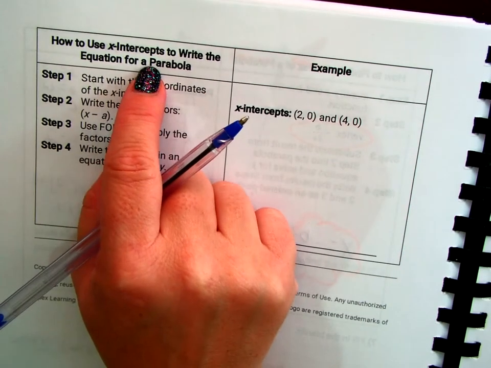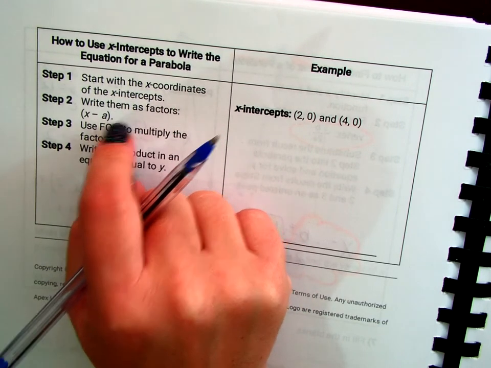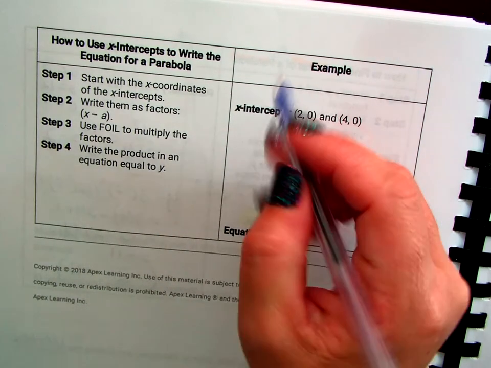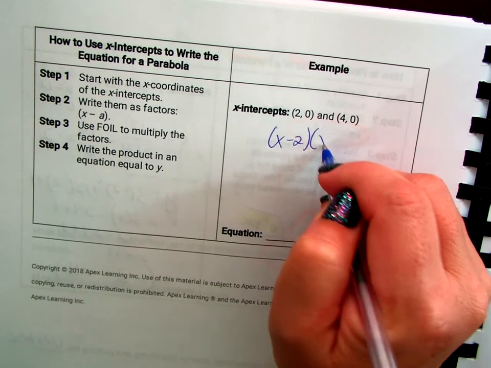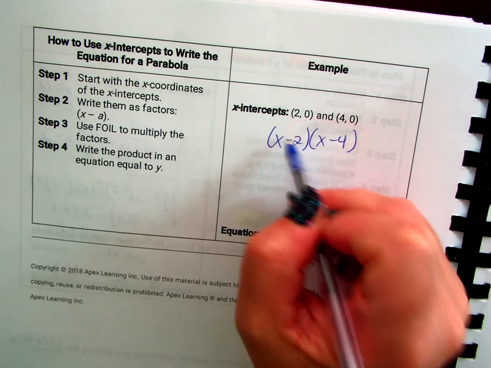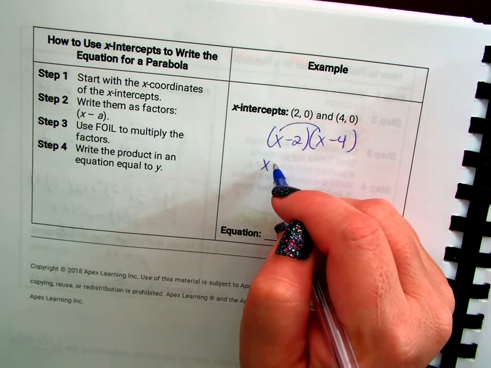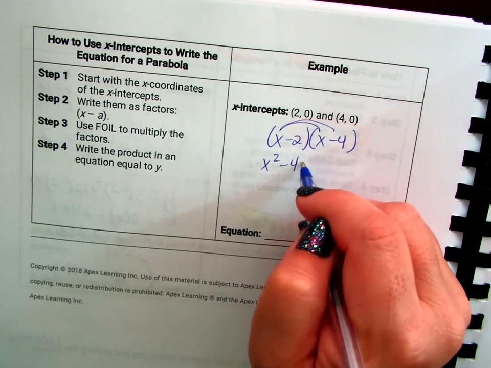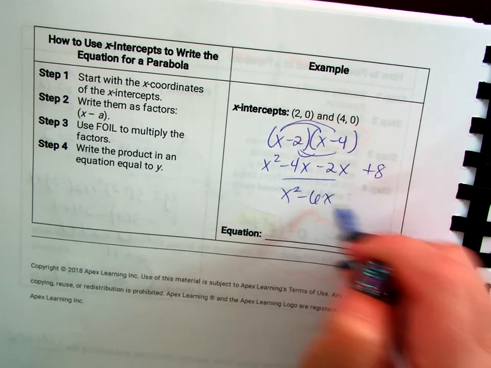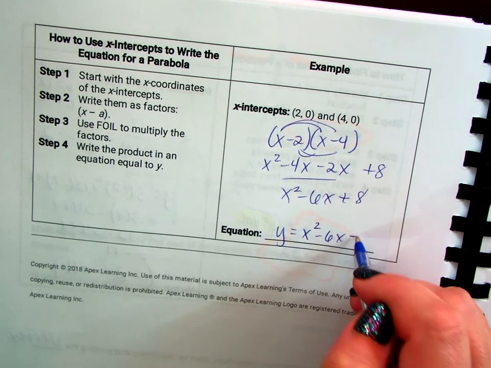So how to use the x-intercepts to write the equation for a parabola. Start with the x-coordinates of the x-intercepts, write them as factors. So if I'm given the x-intercepts, I'm now going to work backwards to write the factors. Remember that if it's a positive 2 intercept or zero, it's a negative 2 factor. And then FOIL them to multiply. And that's my product. That's my equation. Y equals x squared minus 6x plus 8.